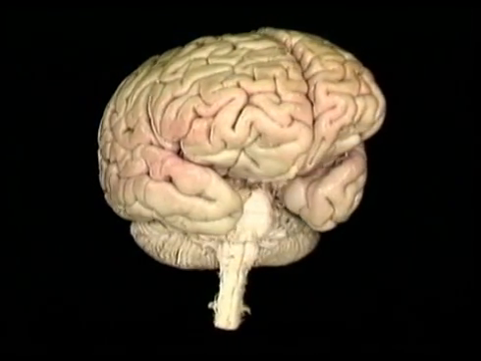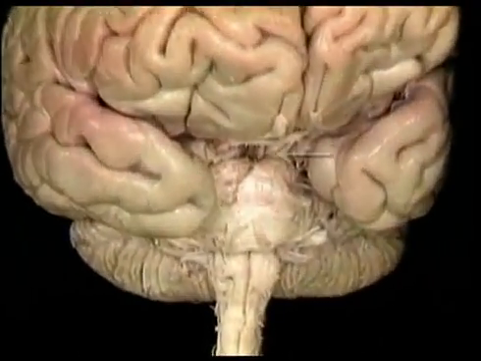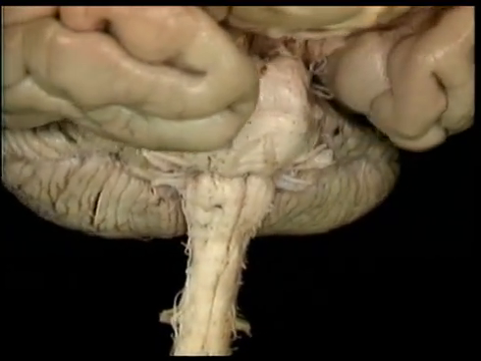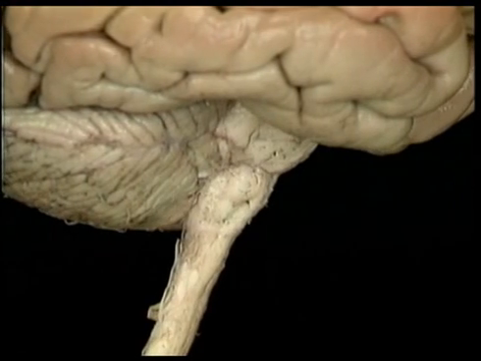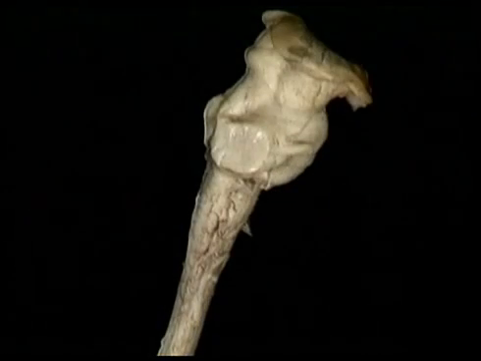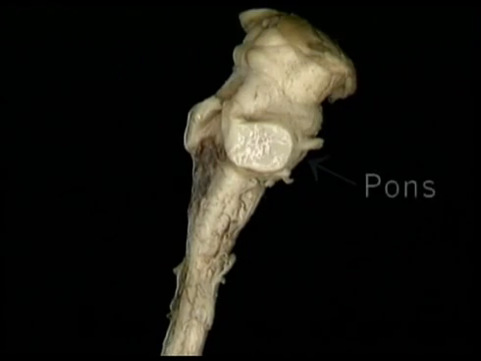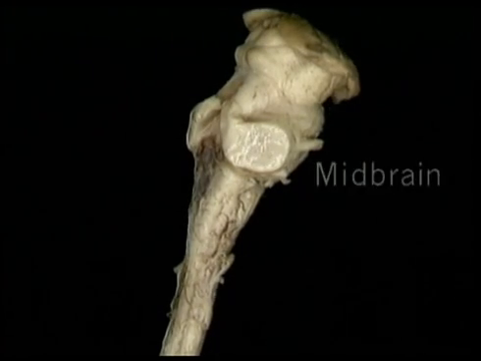To understand the external features of the brain, we'll start with the central stalk, which is known as the brainstem. To look at it, we'll take the rest of the brain out of the picture. Here's the brainstem. It consists of the medulla, the pons, and the midbrain.